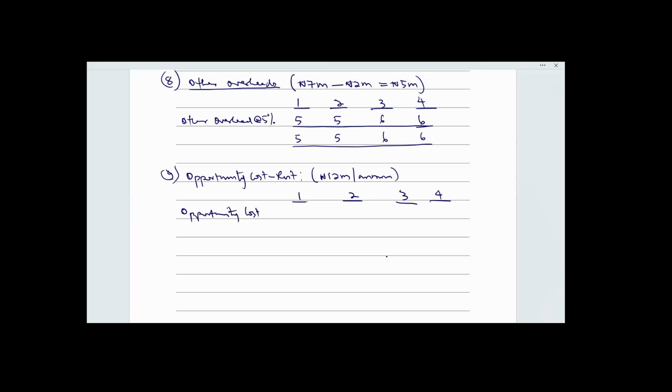So opportunity cost at 5% inflation. The first year is 12. So 12 multiplied by 1.05, what do you get? 13. 13 multiplied by 1.05. Yeah, 13, sir. 13. 14. Thank you.